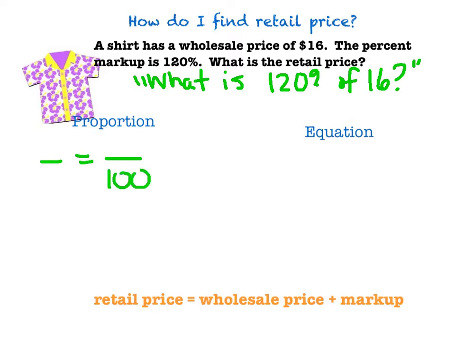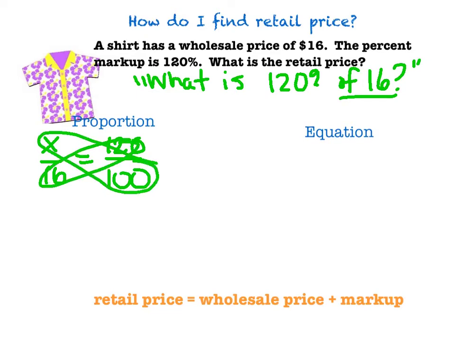Well, I'd have my 100 on the bottom. I'd take my 120, and because it's out of, that's my whole. And now I'm going to solve by cross multiplying and then dividing. And when I do that, I'm going to get an amount. X is going to be 19.2. And because we're looking at money, I'm going to say $19.20.